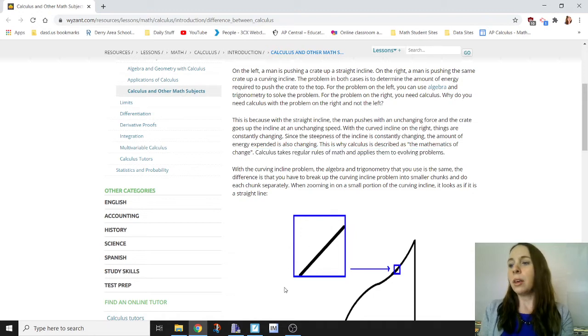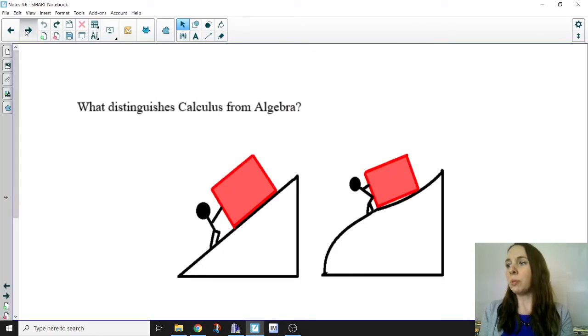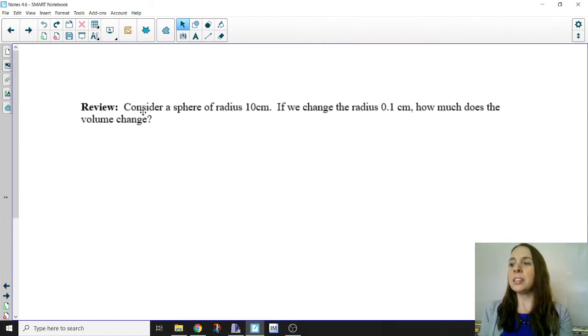I love that sentence, and I think it applies very nicely to what we're going to talk about with related rates. Okay, before we talk about any related rates examples, I'd like to do a review problem where we are going to review differentials from the last section. Consider a sphere of radius 10 centimeters. If we change the radius by 1/10 of a centimeter, how much does the volume change?